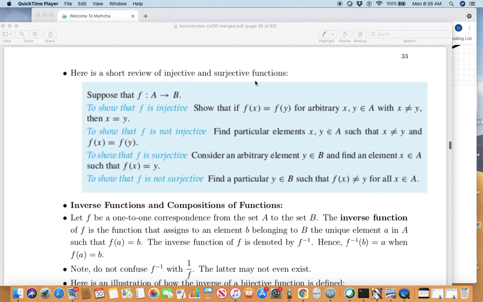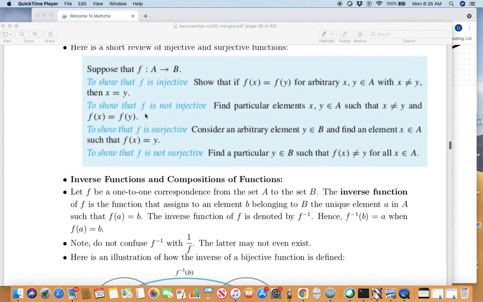Here is a short review of injective and surjective functions. Suppose that f is a function from A to B. To show that f is injective, how do we show that? Show that if f(x) equals f(y) for arbitrary x, y elements of A with x not equal to y, then... This is poorly written, but it should say if x is not equal to y, then f(x) not equals f(y). Or if f(x) equals f(y), then prove that x equals y.